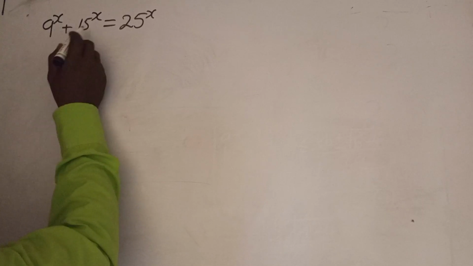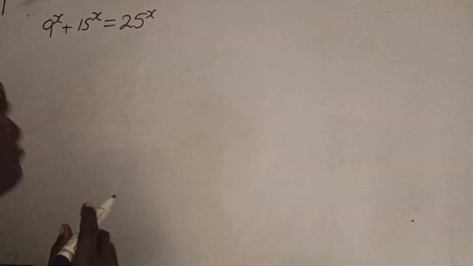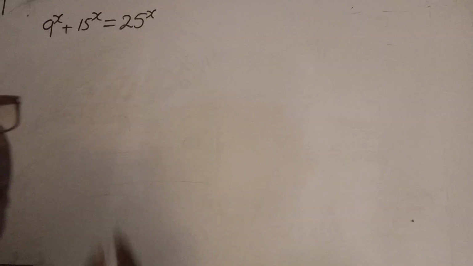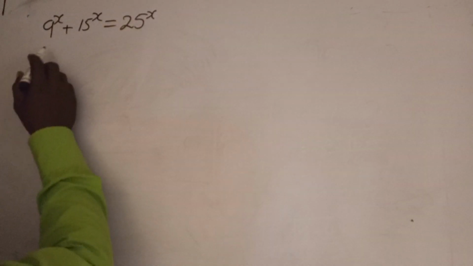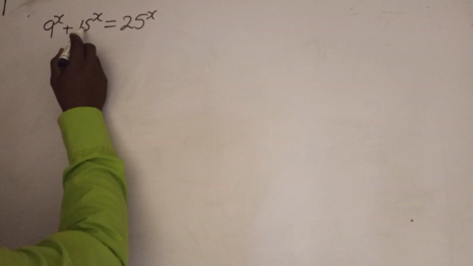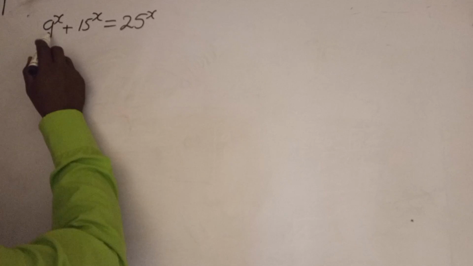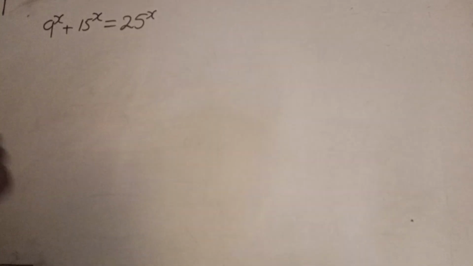Okay, the base here is 9, the base here is 15, the base here is 25. So how do we solve for x in this type of exponential equation? Just watch carefully and you will see the reasoning along. Okay, we can see that 15 can divide by 5 and 9 can divide by 3, and 25 can divide by 5 and 9 can divide by 3.